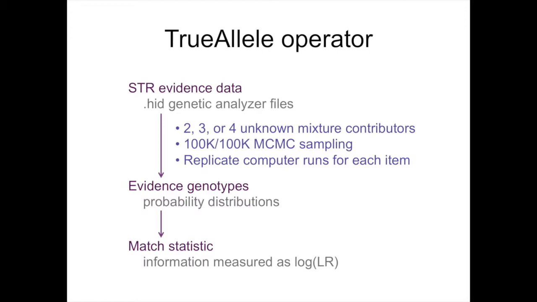Each request was set up using 100,000 burn-in, 100,000 readout, and CMC cycles, and every request was set up at least in duplicate to measure the reproducibility. After these questions were uploaded, the computer solved for the evidence genotypes, inferring one for each contributor and writing down the probability distribution for each inferred contributor. After that was done, the TrueAllele operator went back, downloaded these evidence genotypes, compared them with the known reference genotypes relative to the population genotypes in order to calculate the likelihood ratio match statistics, which were then recorded as logarithms.